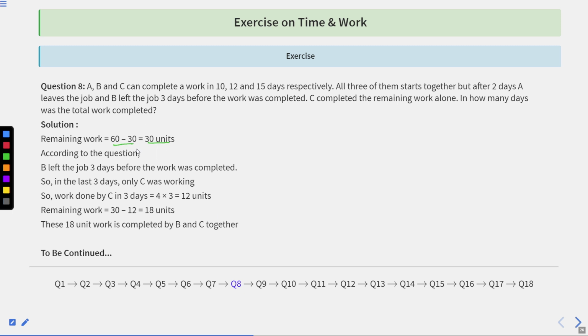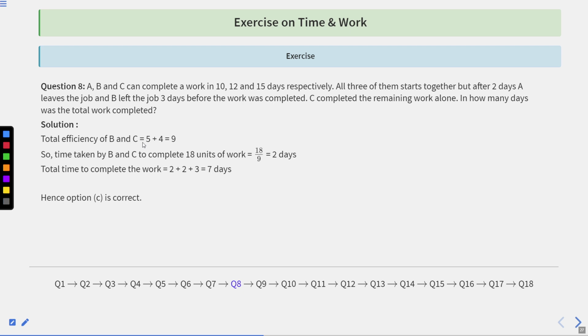According to the question, B left the job 3 days before the work was completed. So in the last 3 days, only C was working. So the work done by C in 3 days is equal to 4 times 3, that is 12 units. And the remaining work is equal to 30 minus 12, that is 18 units. So these 18 units of work are completed by B and C together.